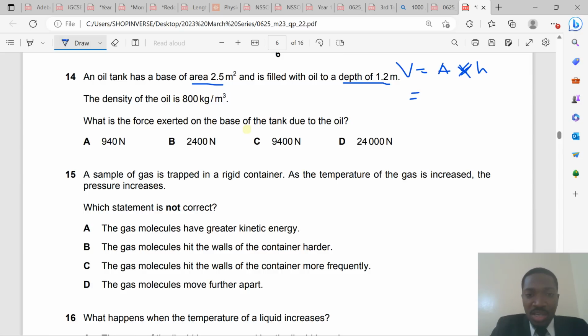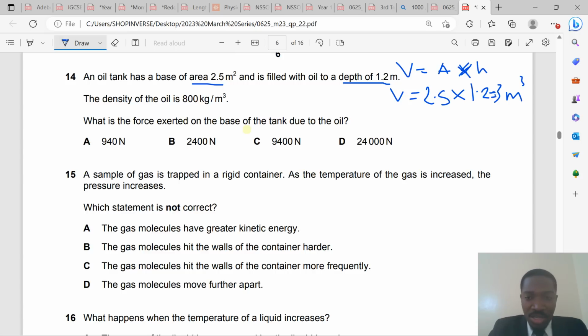The area is 2.5 meters squared. The height is 1.2. If you multiply 2.5 by 1.2, you get 2.5 multiplied by 2, that will give us 5, plus 2.5 multiplied by 0.2, that is 0.5. That will be 3 meter cube. That's the volume. The volume is 3 meter cube.